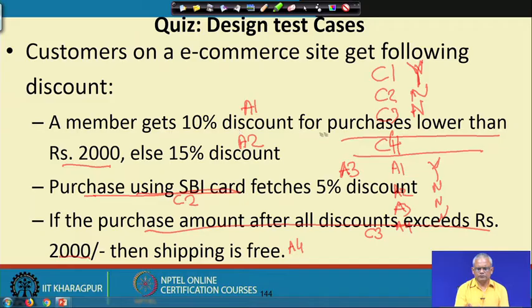if this is yes, purchase amount is less than 2000, then automatically the purchase amount after discount will be less than 2000. So, we cannot have that this is yes and this is also yes. If this is yes, this has to be no. So, there is a dependency between these two, and that we have to take care while developing the decision table.